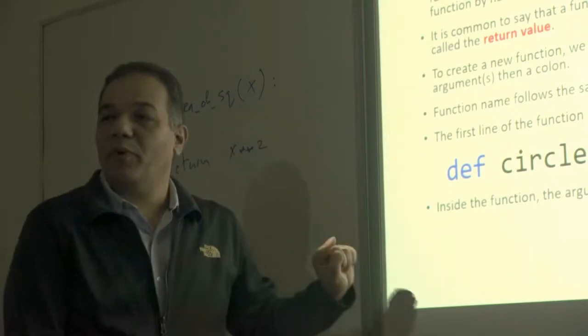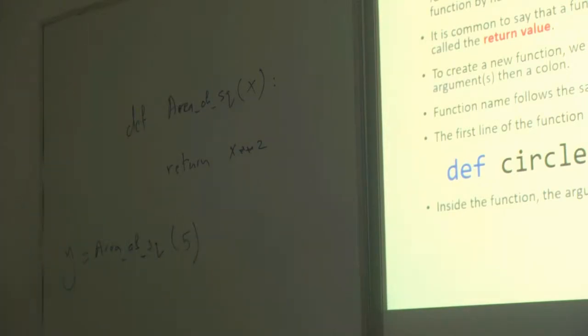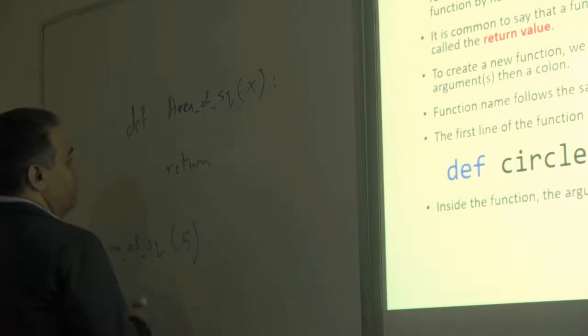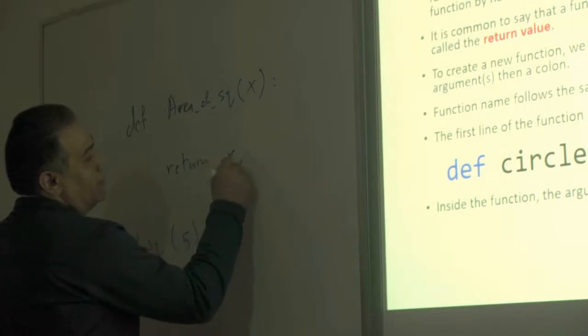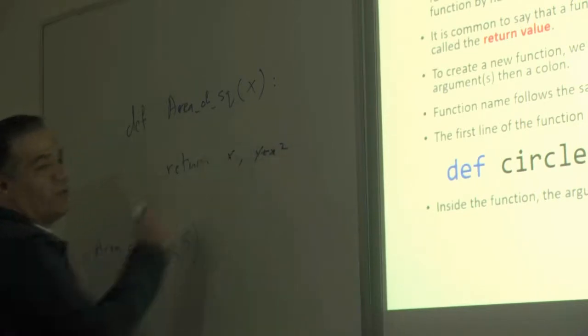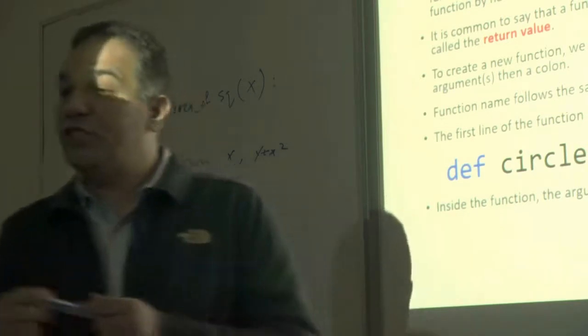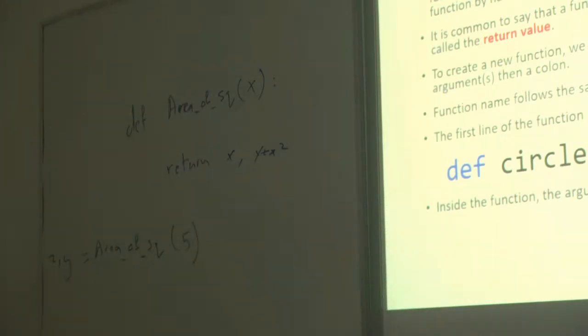The funny thing about Python functions is you could return multiple values. In C++ and Java, how many values could you return? One. Here, for example, you could say return x, x squared. So how many values do you return? 2. When I call it, it's going to return 2 values, for example z and y, like this. Which is kind of cool. You can return multiple values, right? That's what a function does.